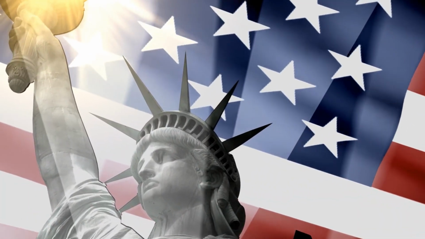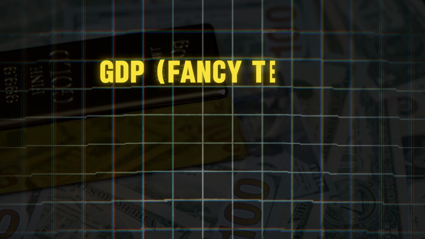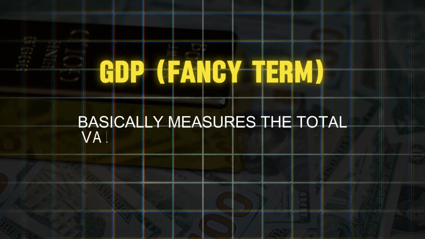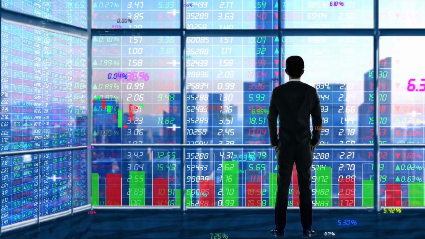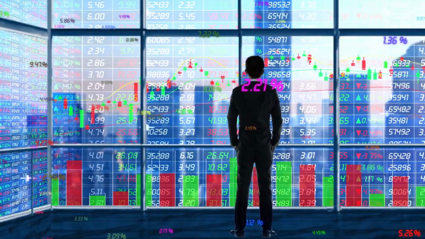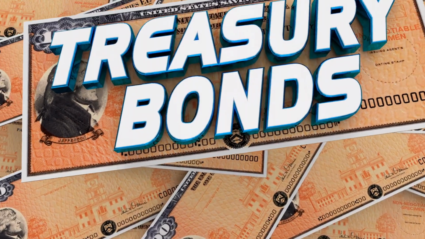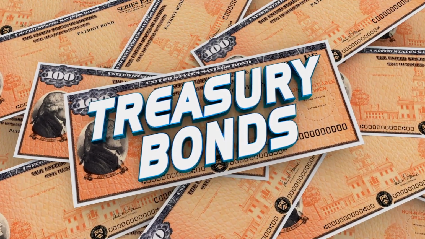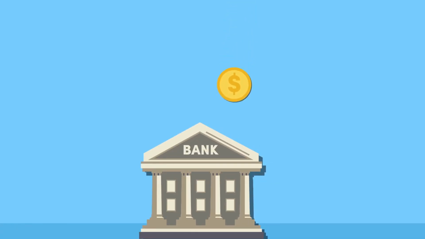The US boasts the world's largest economy by nominal gross domestic product, GDP. Fancy term that basically measures the total value of goods and services produced in a country. This economic strength inspires confidence in investors worldwide, who see US Treasury bonds, essentially IOUs from the US government, as a safe investment. It's like putting your money in a bank you know is reliable.